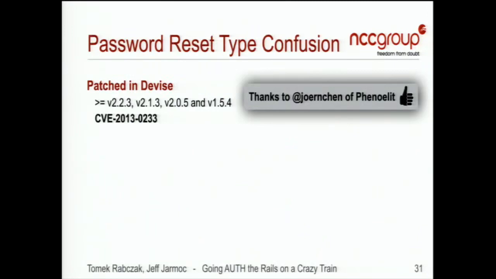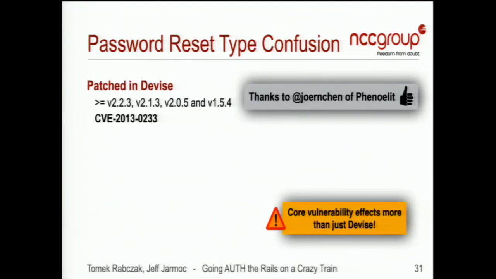So this is patched in Devise. Again, this goes back to 2013. So there's the CVE number, the specific versions that are patched. The patch is kind of interesting because if we think back to that pseudocode where they're reading the reset token from the params hash, all they really do is just typecast it to a string. So that way they know when they're looking it up in the database, it's always a string and it's going to behave as expected.